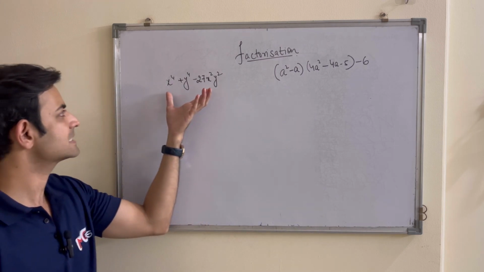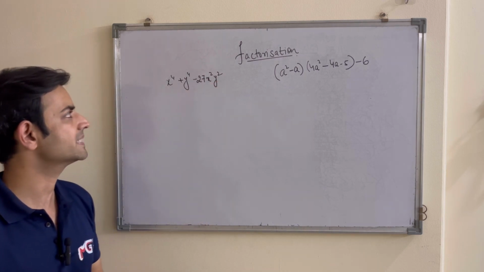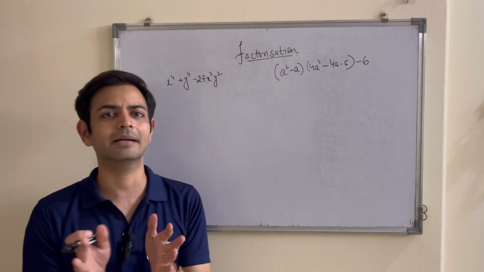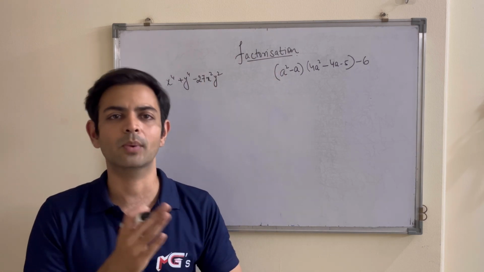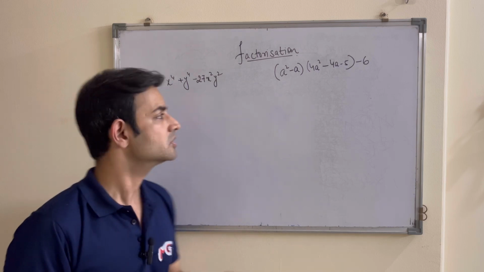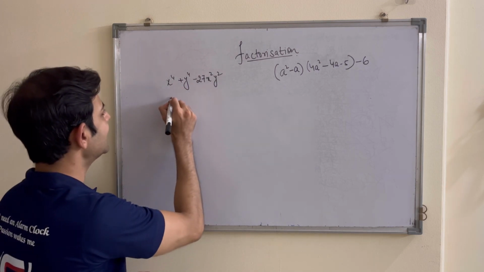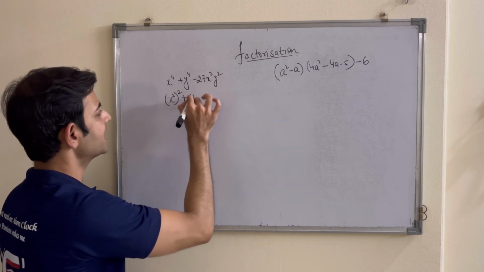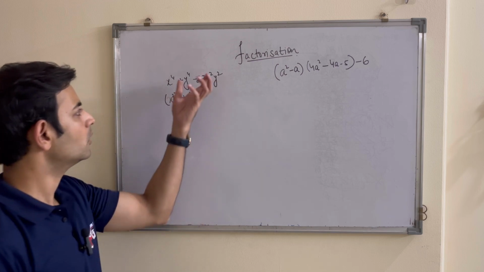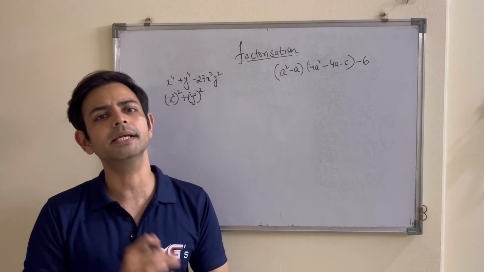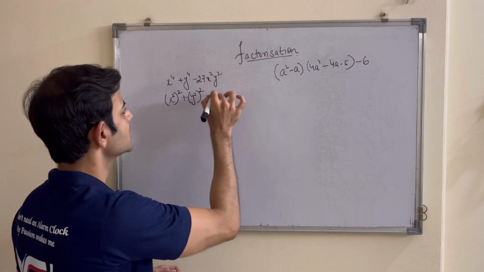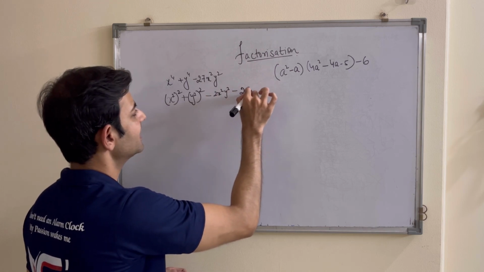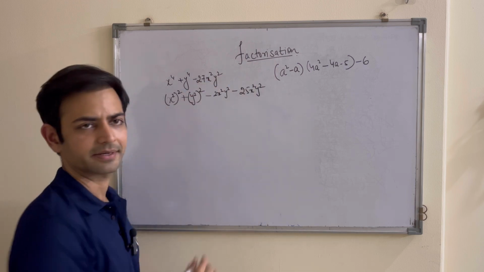The first one is x power 4 plus y power 4 minus 27x square y square. I see all the even powers here, so definitely I am going to use any of these square formulas. So what I'll do here is, I can write this as x square the whole square plus y square the whole square. Now 27 I can split in two parts, that is minus 2x square y square minus 25x square y square.